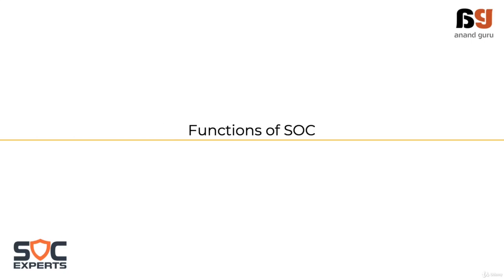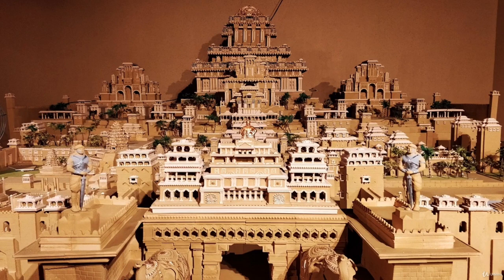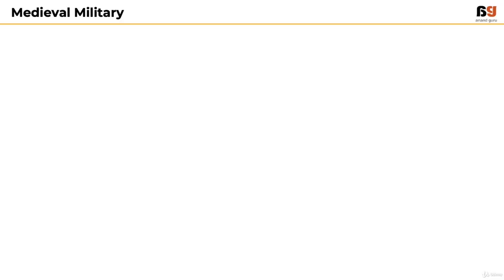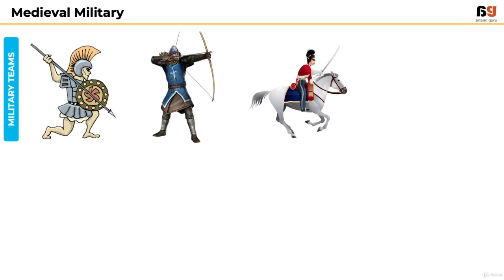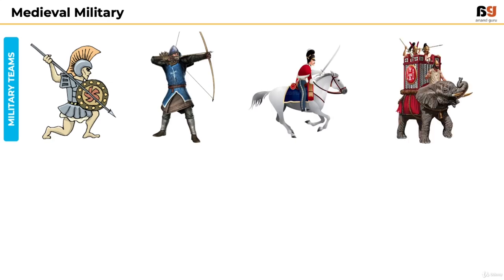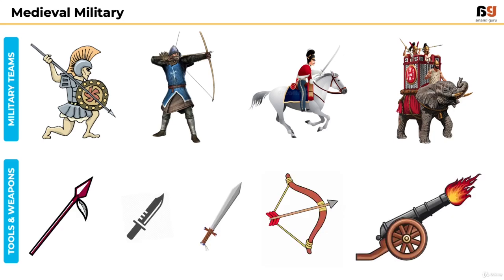Let's understand the functions of SOC team through an example. Consider a kingdom of medieval times. There would be a palace, and the palace will be protected by a fort. In order to fight any attack, the kingdom will have its military, which typically consists of soldiers fighting with spears, soldiers with bow and arrow, horse troops, elephants, etc. They use various tools like spear, knives, sword, bow and arrow, cannon, etc.